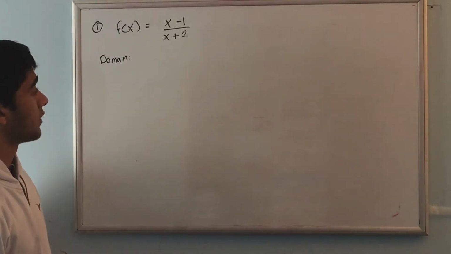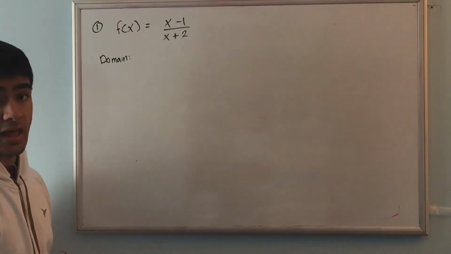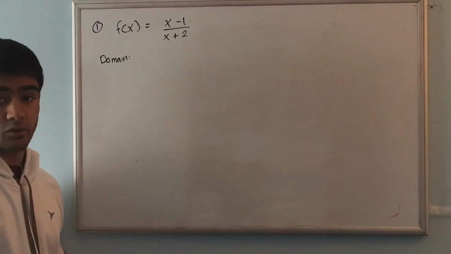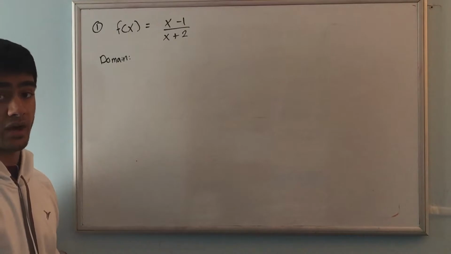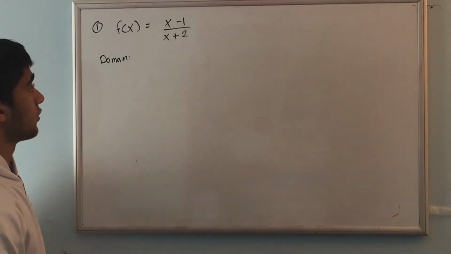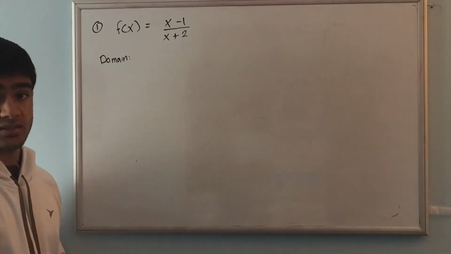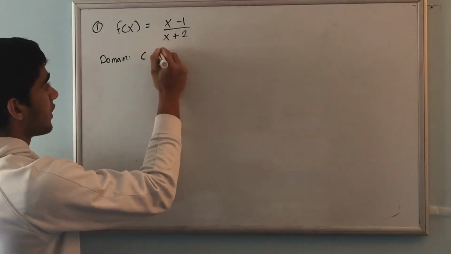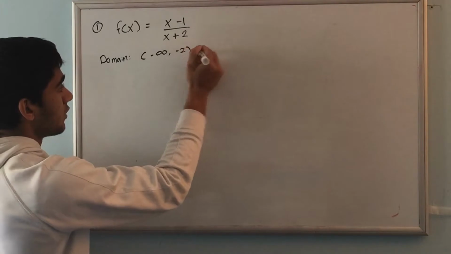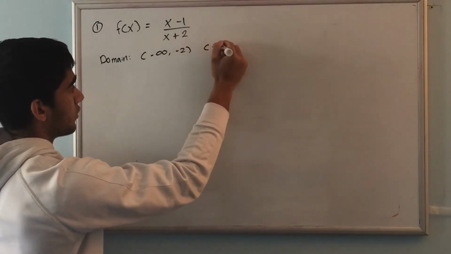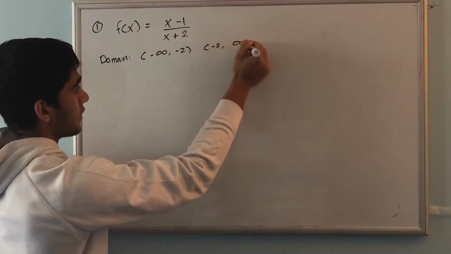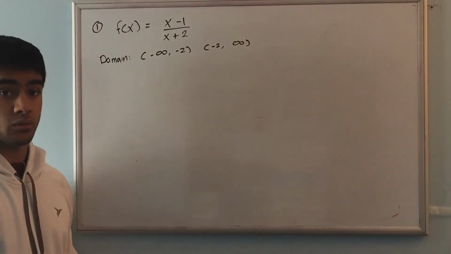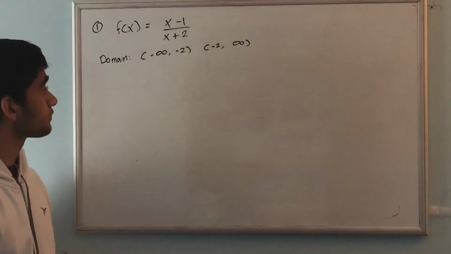Notice that for f of x, the only x value that x cannot have is negative 2, since if x is negative 2, the denominator will become equal to 0, and we know that we cannot divide a number by 0. So the domain would be all numbers except negative 2. We would write that as from negative infinity to negative 2, and from negative 2 to positive infinity. That is all numbers left of negative 2, and all numbers right of negative 2, but not including negative 2.